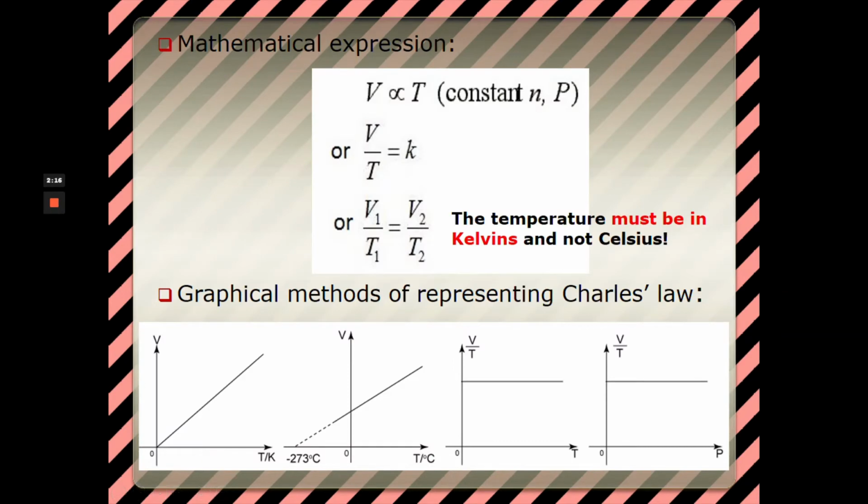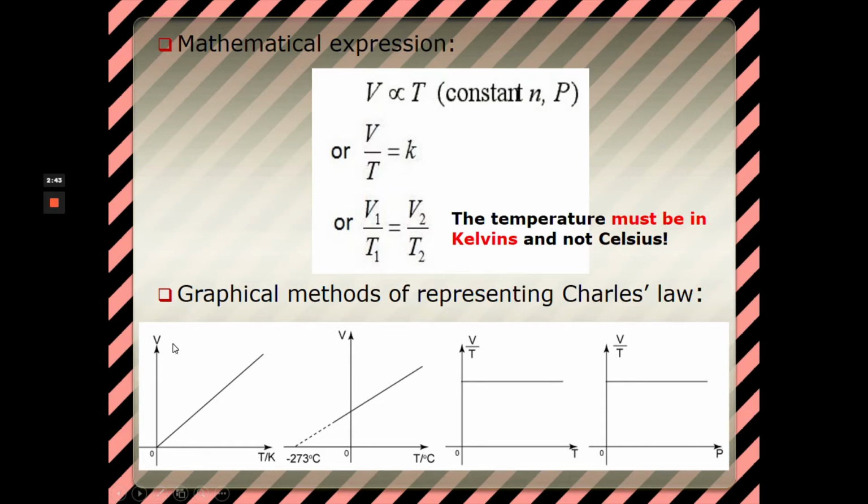Mathematically we can represent it as V over T equal to K, where K is the constant, V is the volume, and T is the temperature. When we have to compare between two situations, the before and after, we can write Charles' law as V1 over T1 equal to V2 over T2. Remember that the temperature must be in Kelvin.